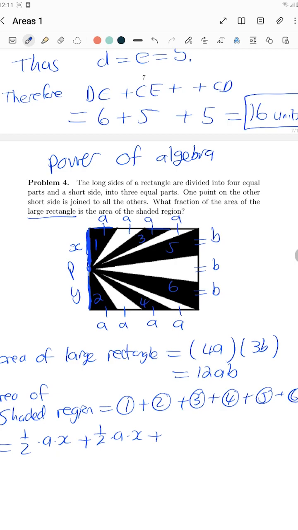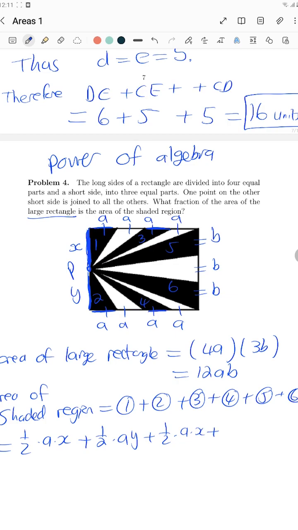3, goodness, I was mixing up. So triangle 2 is over here. So triangle 2, if I'm using a base of a, the vertical height will be y. Good. 3 is now the obtuse case. If I'm using a base of a, then the vertical height will be x. So that will be a half a times x.